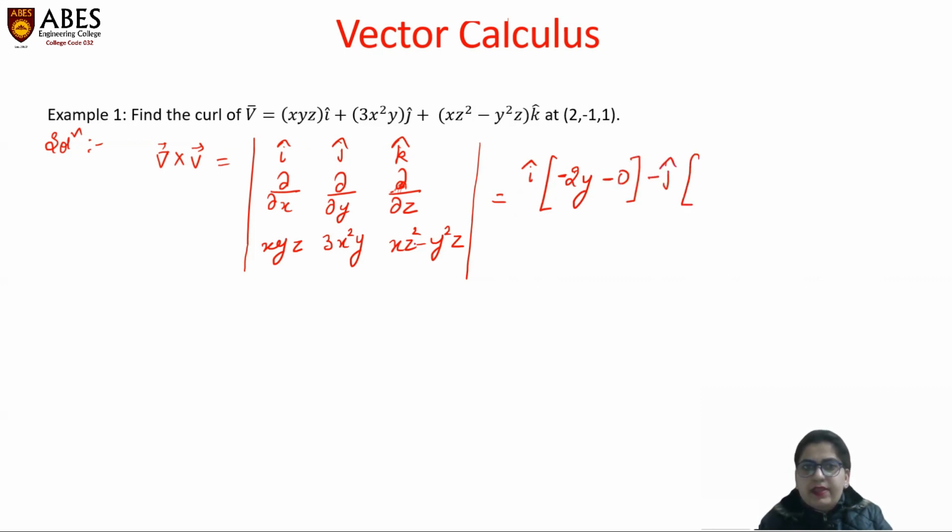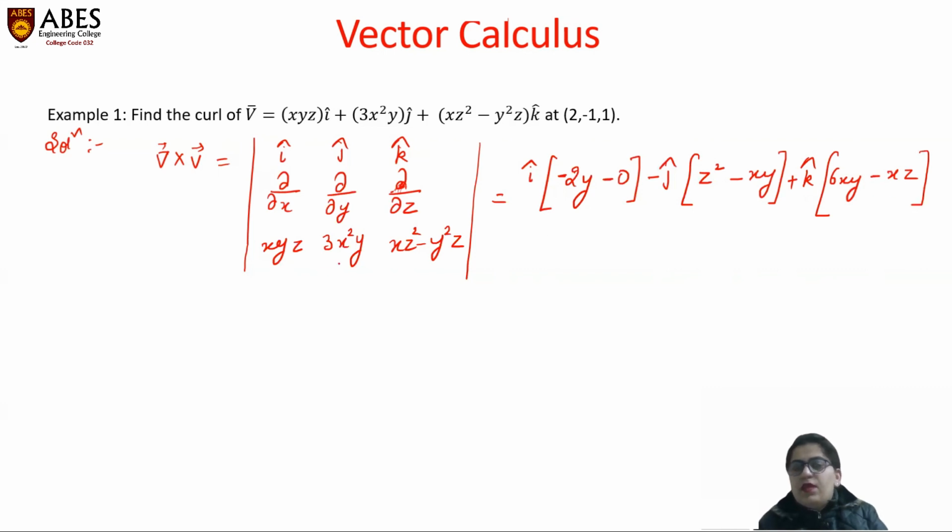Again you will be taking this function with respect to x, that is z square minus xy, plus k cap into 6xy minus xz. Now you have the vector of minus 2y i cap plus xy minus z square j cap plus 6xy minus xz into k cap.